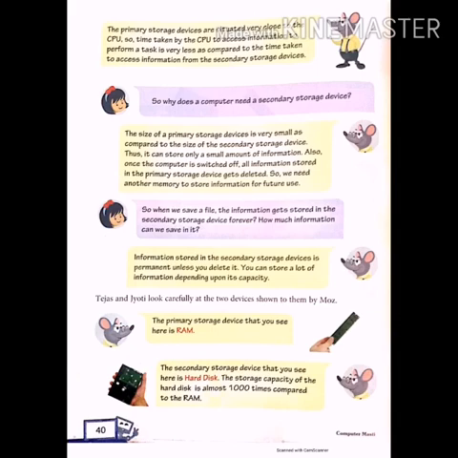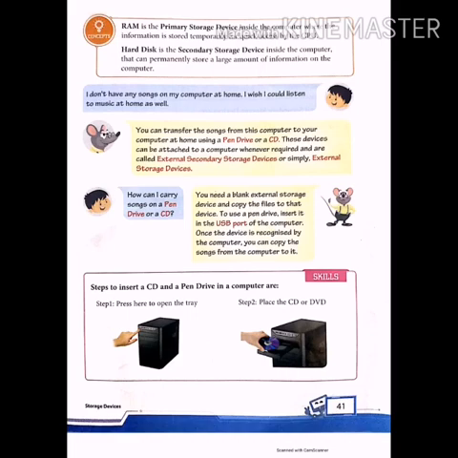The primary storage device that you see is RAM. The secondary storage device that you see is the hard disk. The storage capacity of the hard disk is 1000 times that of the RAM. RAM is the primary storage device inside the computer where the information is stored temporarily for quick access by the CPU. Hard disk is the secondary storage device inside the computer that can permanently store a large amount of information on the computer.